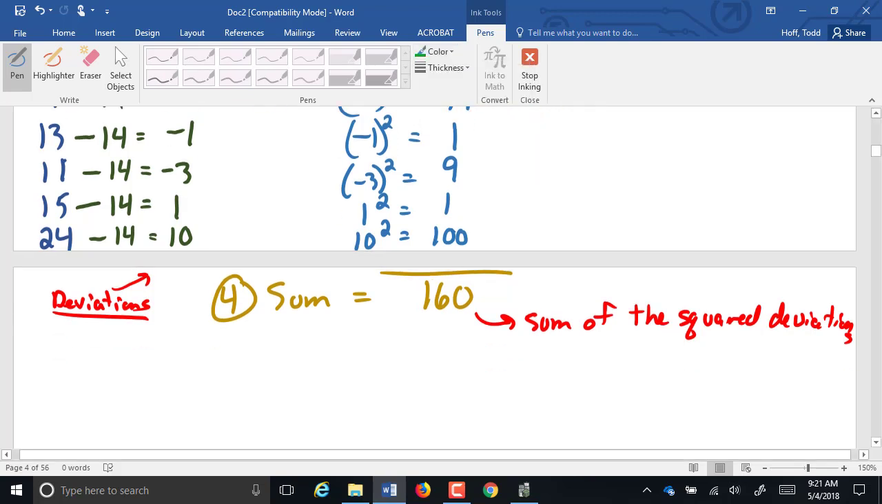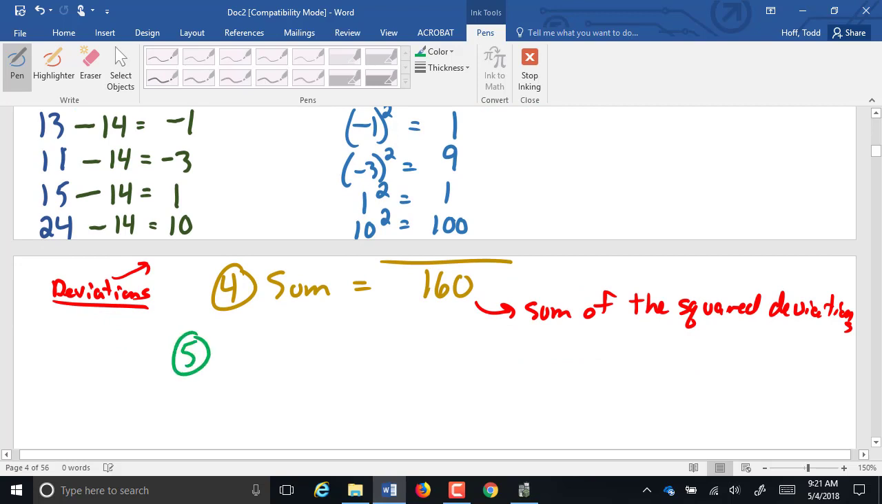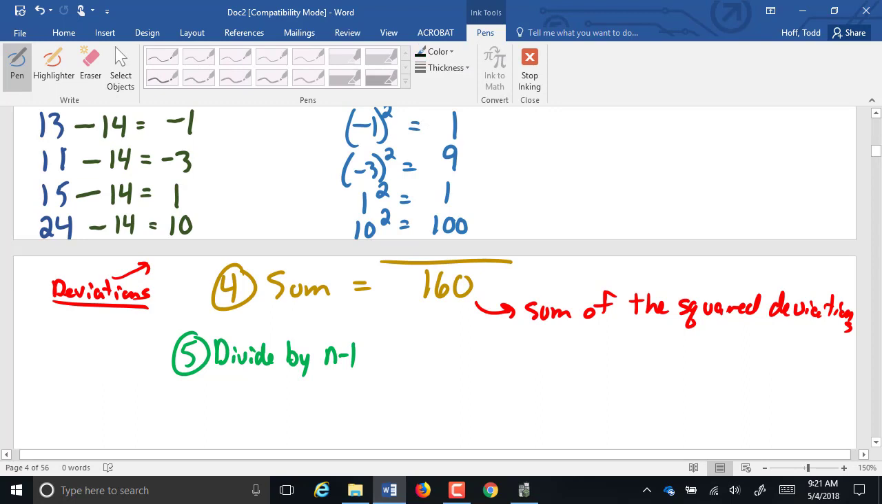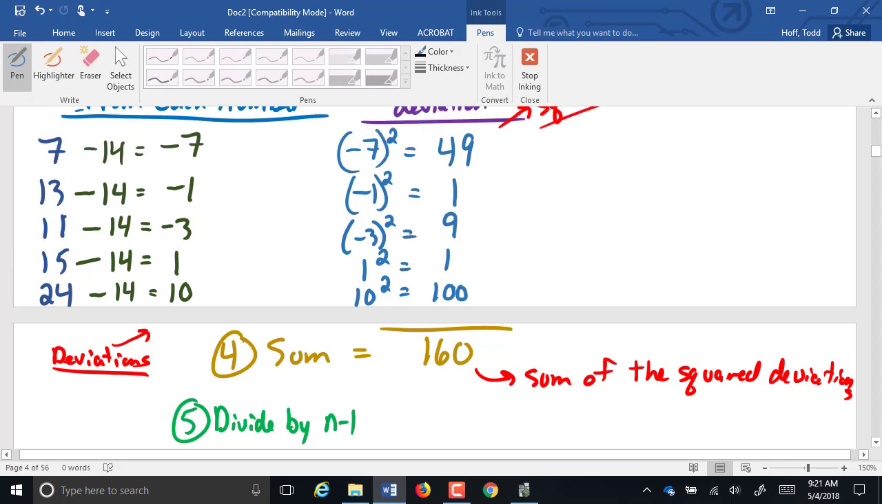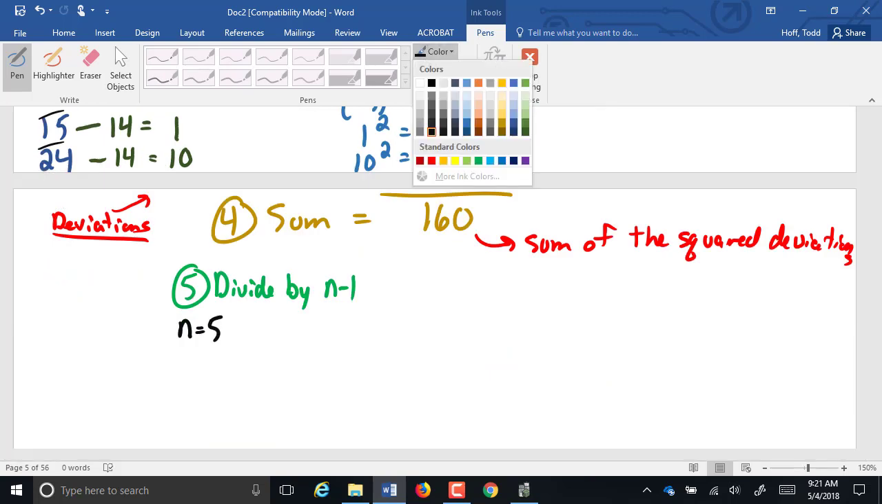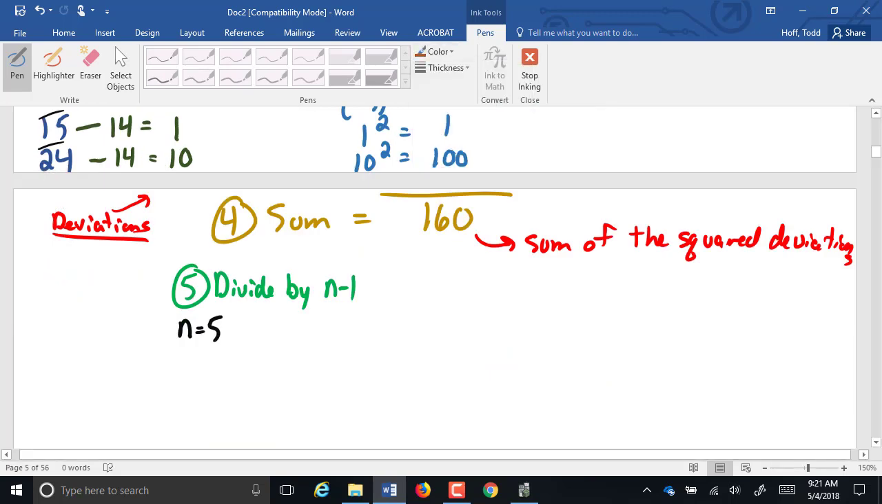Step 5 is the tricky part. Step 5 is divide by n minus 1. What is n again? How many items are in the list, right? So for this list, what's n? 5. Very good. N equals 5. So that means that n minus 1 is 5 minus 1, or 4.